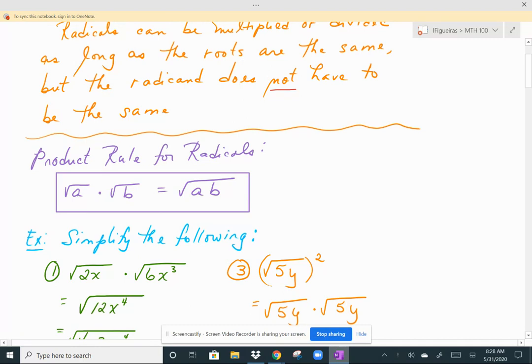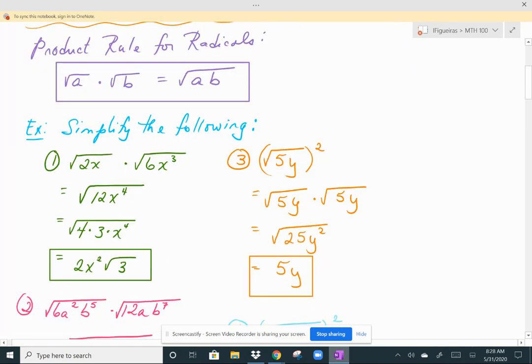So here's our product rule for multiplication. Product rule says that if you have the square root of a times the square root of b, well, that just means that you can multiply the radicands, or the inside, and get the square root of ab. And then all radicals have to be left in simplest form, so whatever the radicand is, when you multiply, you have to make sure that that's simplified. So let's start with a few examples.